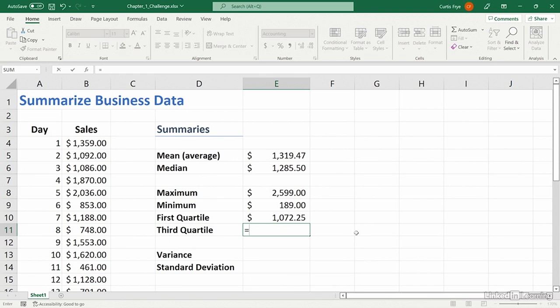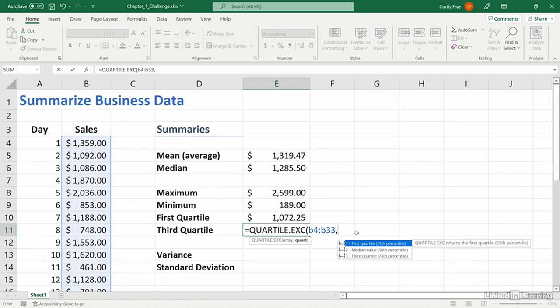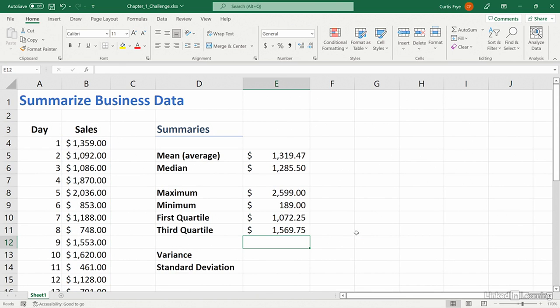Now we can look at the third quartile, and that's where 25% of values are above it and 75% below. So I'll type an equal sign, quartile.exc, same one we used before, then B4 through B33 and a comma, and we'll look at the third quartile, 75%. So type a 3, right parentheses, and enter, and we get $1,569.75. If we look at the median of $1,285.50, it fits nicely in the middle of the first quartile and third quartile values.